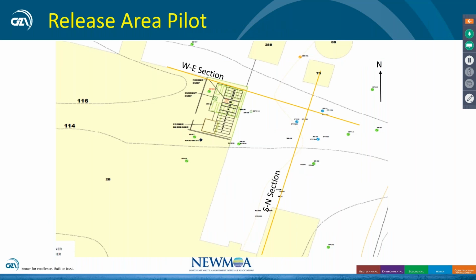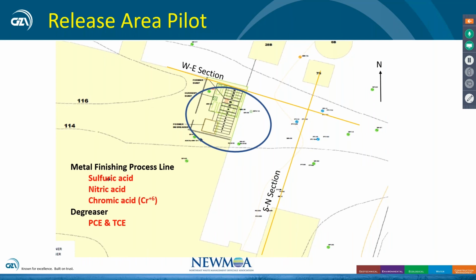So here's the chrome processing line itself. So we actually did a pilot in here to find out whether or not this was going to work. Here's our releases: sulfuric acid, nitric acid, chromic acid, and the degreaser PCE and TCE. So all our good chemists out there, how many of us would expect that the groundwater pH is going to be acidic? Anybody? And how many would predict that it's going to be basic? So a couple of acidic and no basic. So let's find out what we actually had out there.